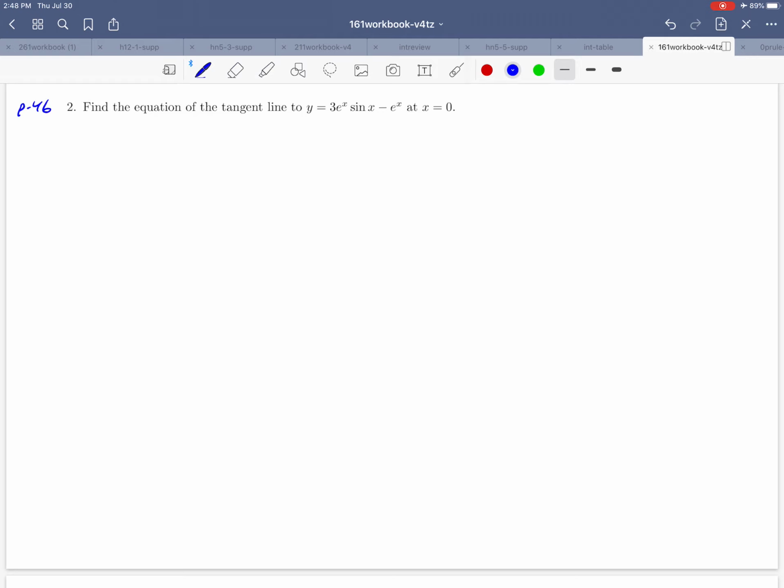So we need the slope of this tangent line, which means we need to take the derivative of this function. Just to make the notation easier, I'm going to take this y and relabel it f of x, so that we have our f prime of x notation available. To get the slope of the tangent line, we need to start by taking the derivative of this function. Here we need to be a little bit careful with order of operations. Notice that we've got two functions that are subtracted, 3e to the x sine of x minus e to the x. So when we take this derivative, we're going to start by splitting those two pieces apart, and think of those as two separate derivatives.